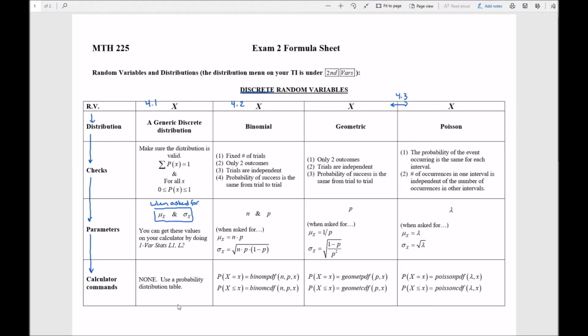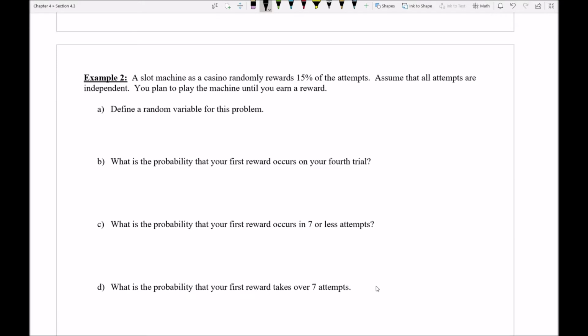So if I go to the formula sheet, the first thing that I always have to do is to think about what's the random variable that's going to be in play here. Then I'll progress to thinking about what distribution fits best. I can check that by seeing if my checks are met. Then I'll find the important parameters, and then I'll finally go to my calculator. So let's see how we progress through that here. Oh look at this, part A even asks me, what is the random variable for this problem?